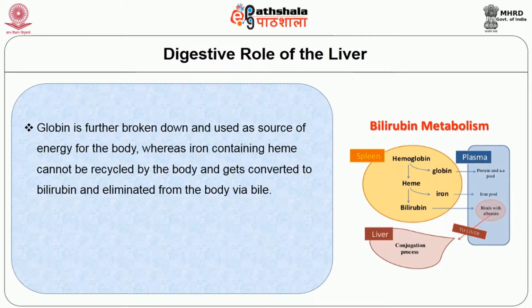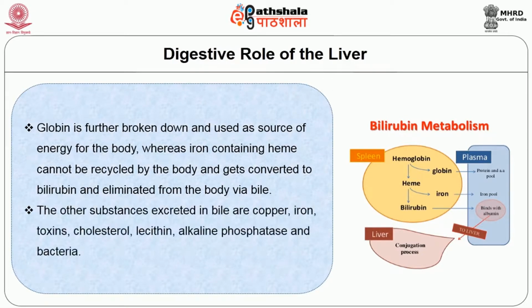Globin is further broken down and used as a source of energy in the body, whereas iron containing heme cannot be recycled by the body and gets converted to bilirubin and eliminated from the body via bile. The other substances excreted in bile are copper, iron, toxins, cholesterol, lecithin, alkaline phosphatase and bacteria.